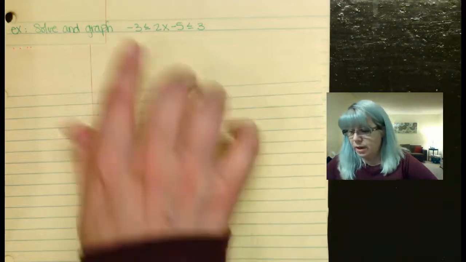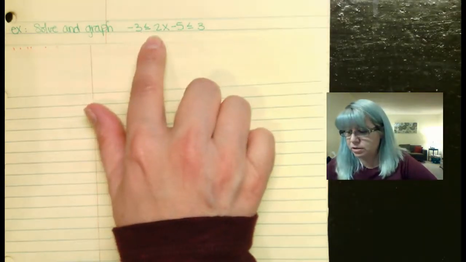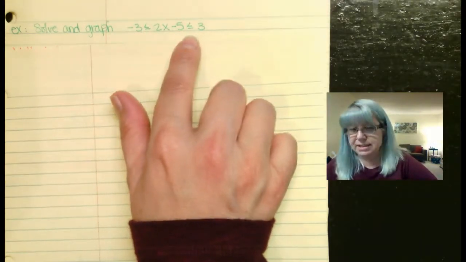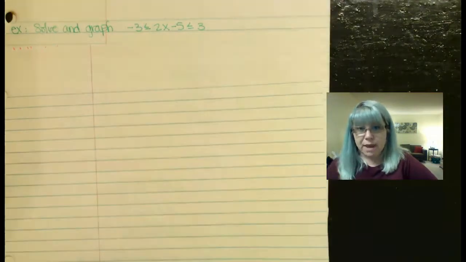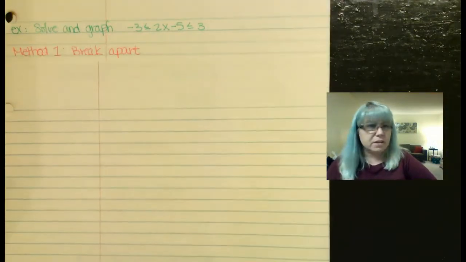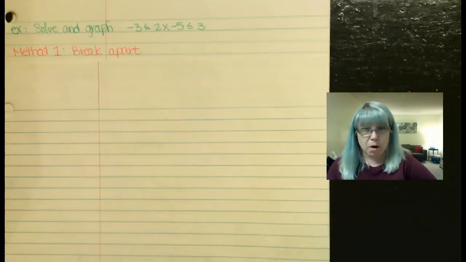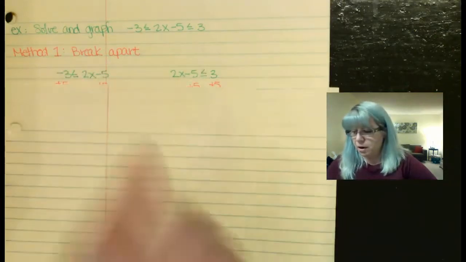All right, so let's solve one of these compound inequalities, and we'll also graph it as well. So I have -3 is less than or equal to 2x minus 5 is less than or equal to 3. There are two methods to solve this. The first method, I'm just going to say we're going to break it apart.